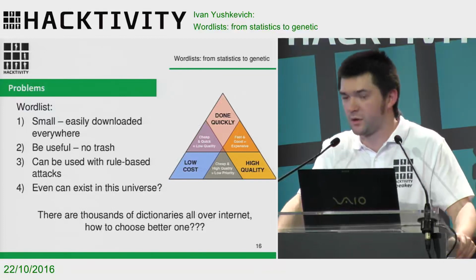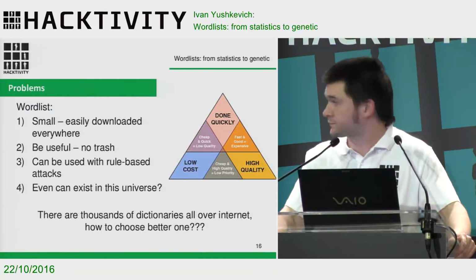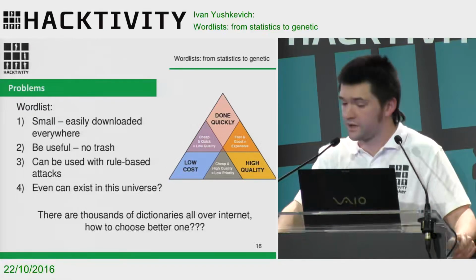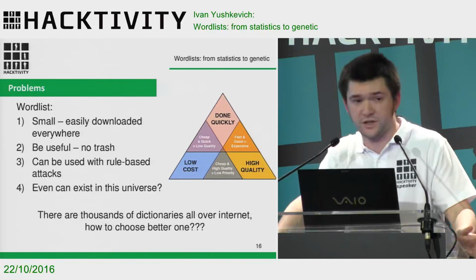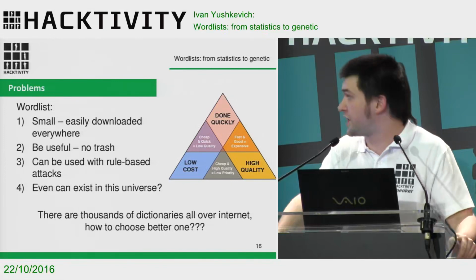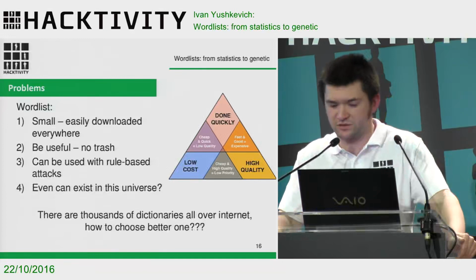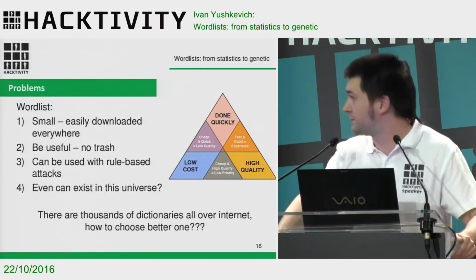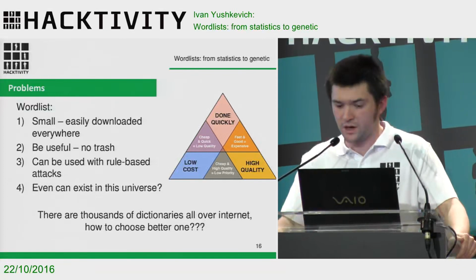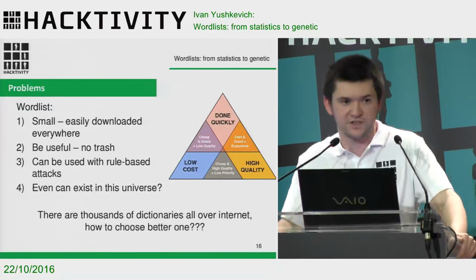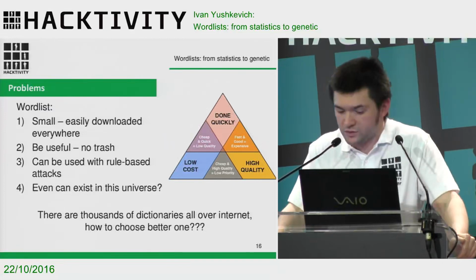But we need to pick a word list that might have some features. It must be small, and can be downloaded easily and stored on the hard drive with no problems. It must be useful, so it mustn't contain trash, and it can be used with rule-based attacks. There are really a lot of word lists all over the internet. So how can we choose the right one?